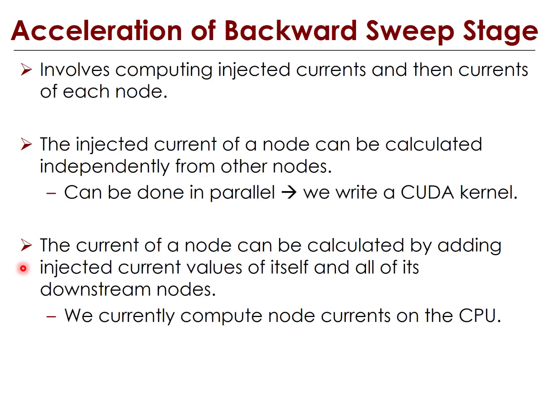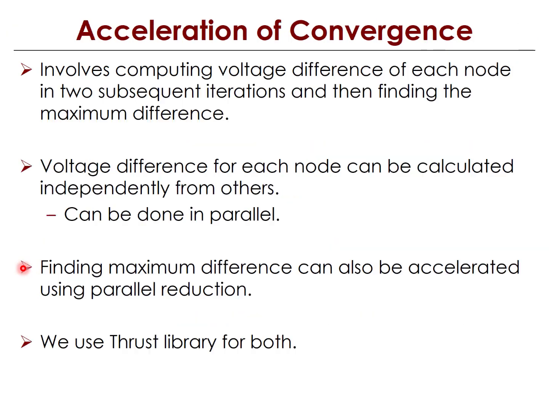Hence, for now, we compute node currents serially on the CPU. Now let's talk about acceleration of the convergence step on the GPU. The FPS method keeps iterating, which means it repeats the backward and forward stages until the convergence is gained. And this convergence computation involves figuring out whether the maximum difference between voltages of nodes in 2 subsequent iterations is less than a defined threshold.